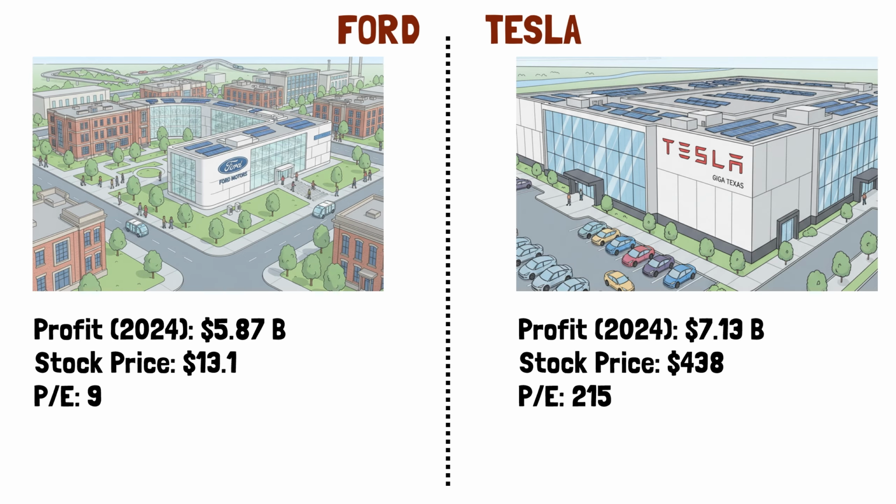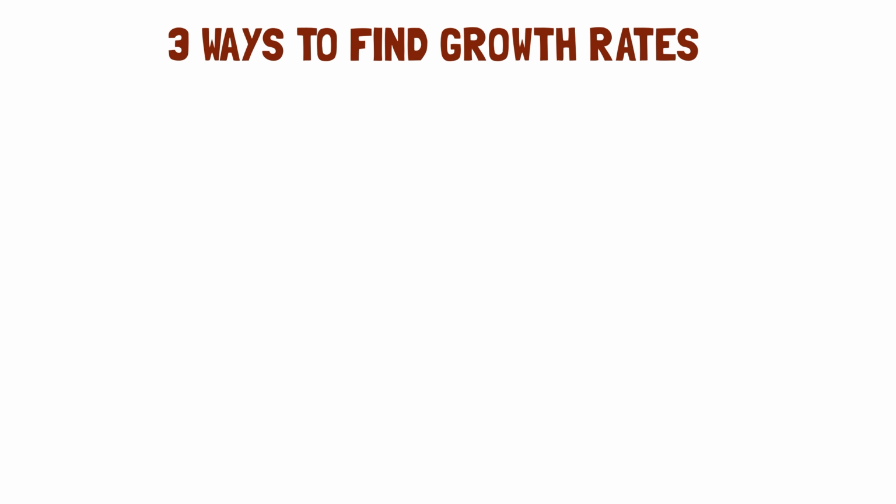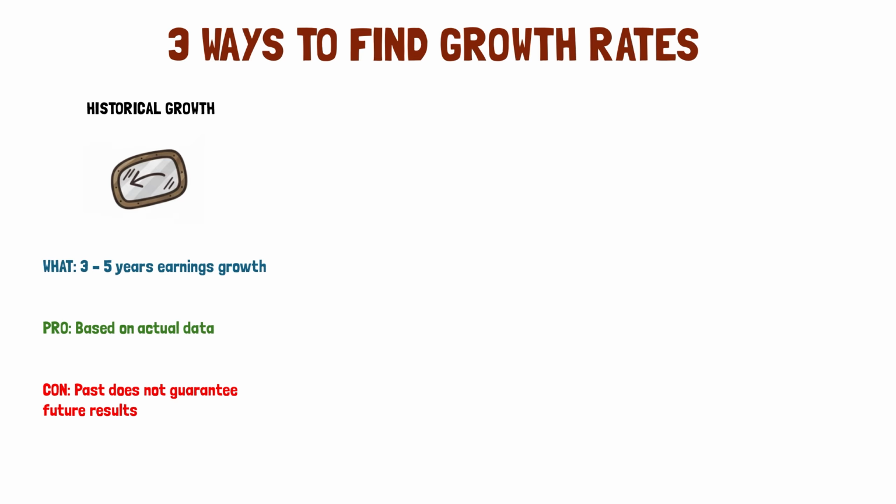Ford's PE for 2024 profits is 9, while Tesla's PE for 2024 profits is 215. Now we need to find the expected growth rates for these companies. There are 3 ways we can do it. First, we can use historical earnings growth.